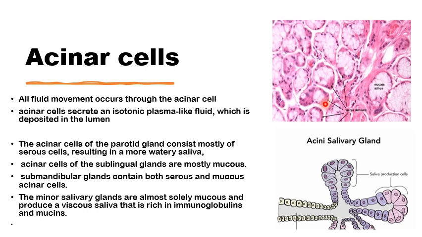For example, in the parotid, it would be mostly serous, and this will produce a thin and watery saliva. In the sublingual gland, it will be mostly mucinous, giving rise to thick and mucin-rich saliva. The submandibular gland would be somewhere in between. The minor salivary glands also are mostly mucinous in type.